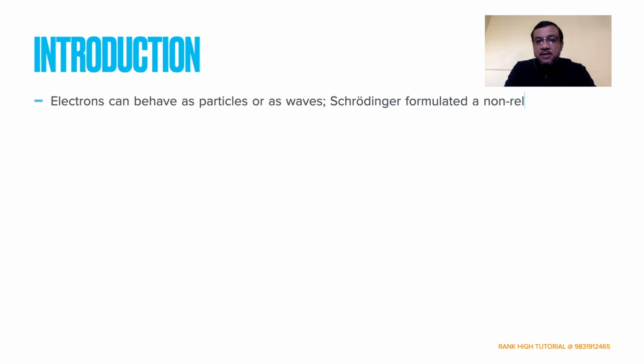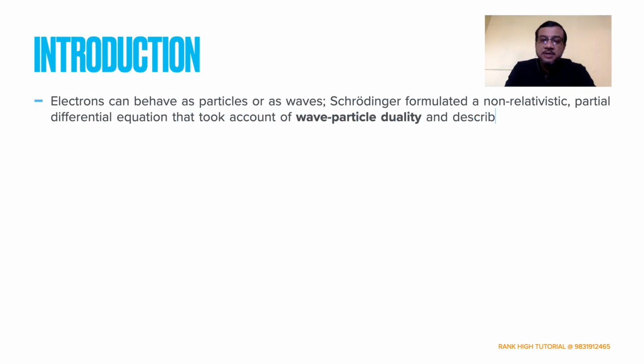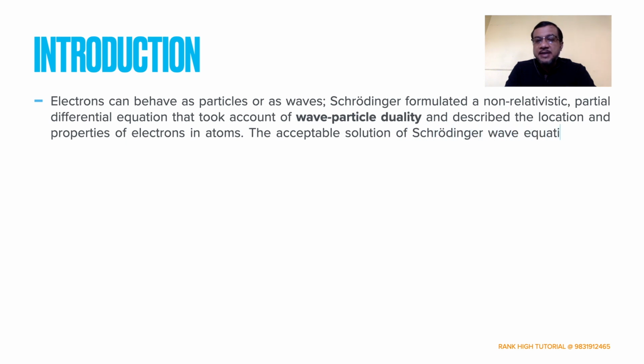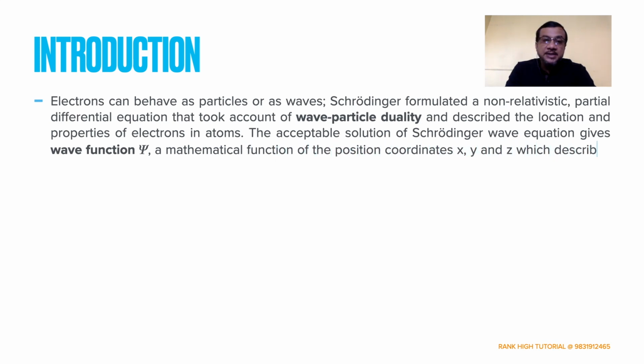So let us start. Electrons can behave as particles or as waves. Schrödinger formulated a non-relativistic partial differential equation that took account of wave-particle duality and described the location and properties of electrons in atoms. The acceptable solution of Schrödinger wave equation gives wave function psi, a mathematical function of the position coordinates x, y and z which describes the behavior of an electron. The probability of finding an electron at a point in space is psi square, the probability density.